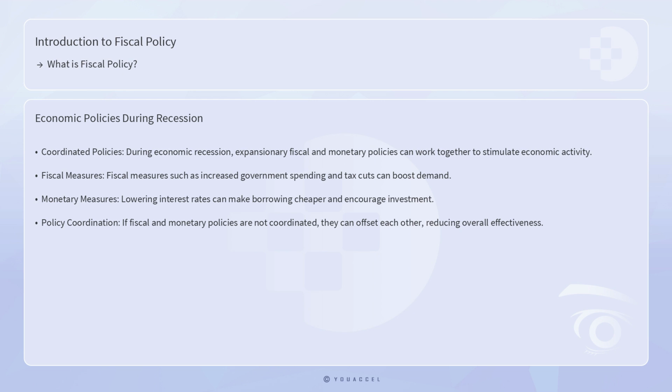However, if fiscal and monetary policies are not coordinated, they can work at cross purposes. For example, if the government pursues an expansionary fiscal policy while the central bank adopts a contractionary monetary policy by raising interest rates, the two policies may offset each other, reducing their overall effectiveness.